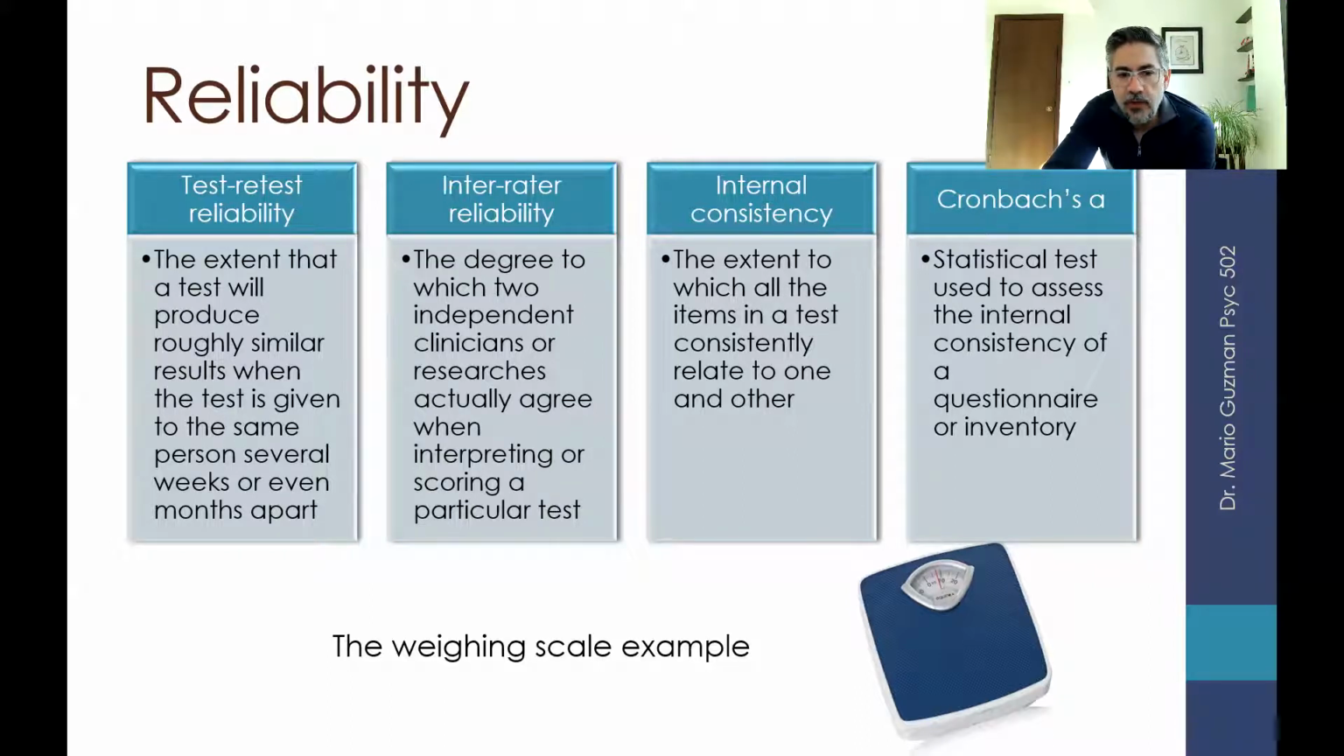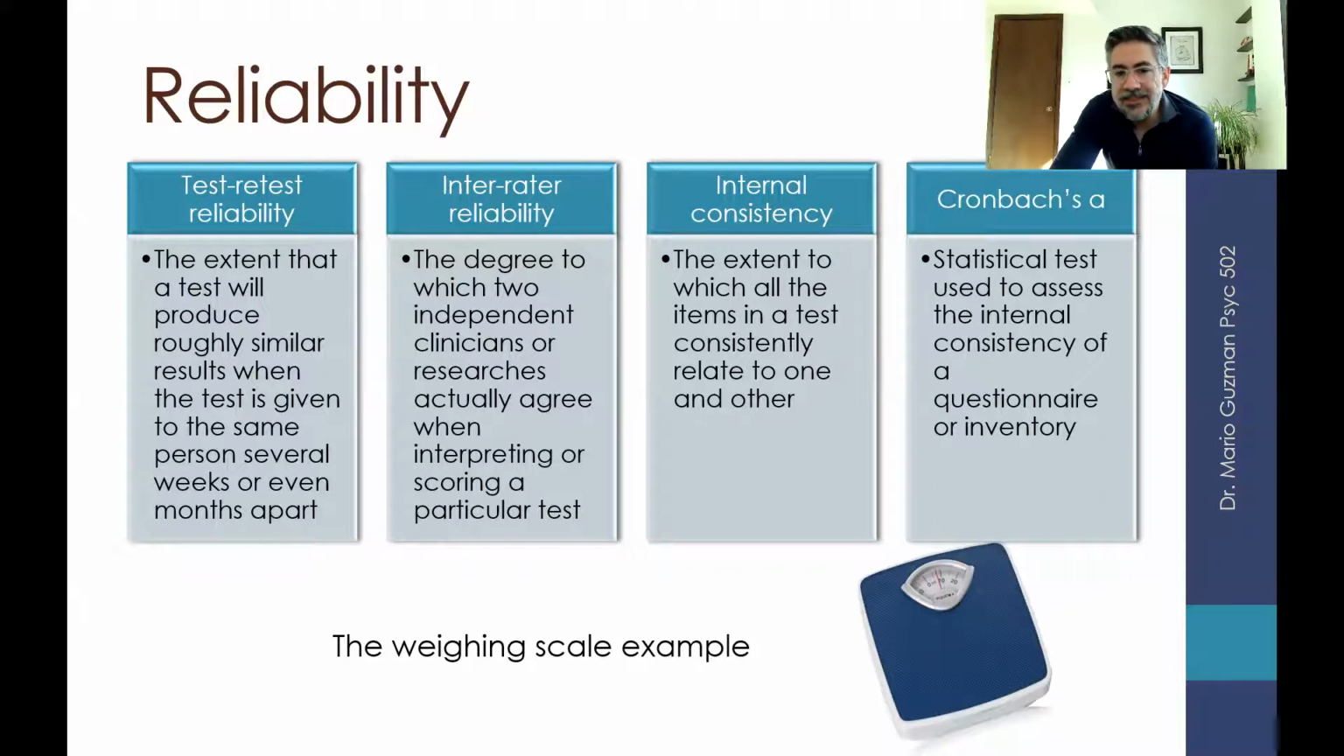Inter-rater reliability is the degree to which two independent clinicians or researchers actually agree when interpreting and scoring a particular test. Many of the tests that we are using now are very simple to interpret. You have to do a sum of numbers, and with that you come up with a coefficient, and that tells you the level of depression or anxiety that your client is having. But there are other types of tests, for example, projective tests. Psychoanalysts really like to use these, but they don't have inter-rater reliability, because one clinician says one thing and the other interprets something different, right? So you don't want that.